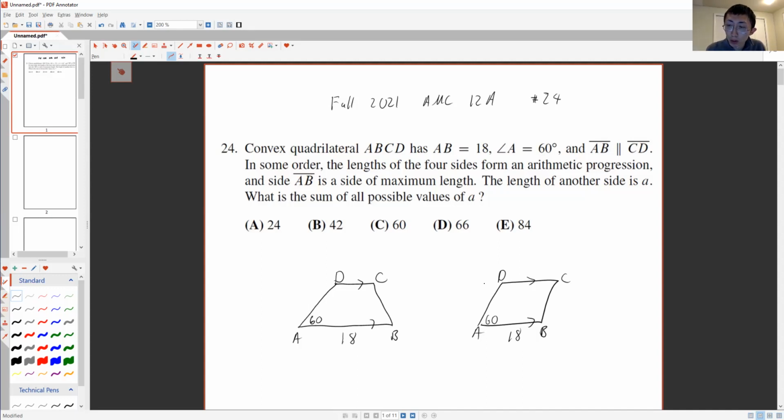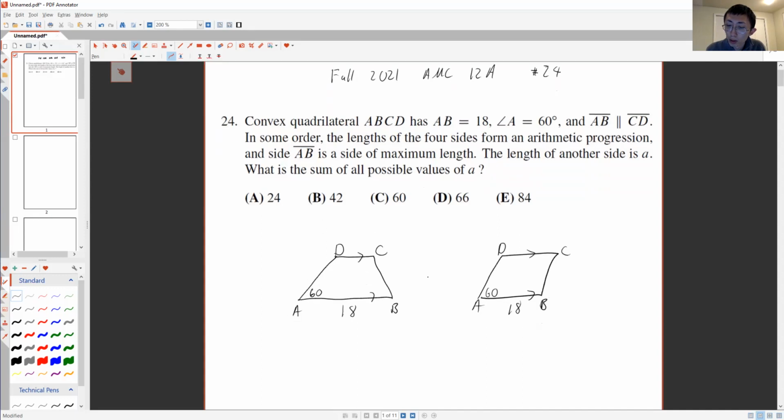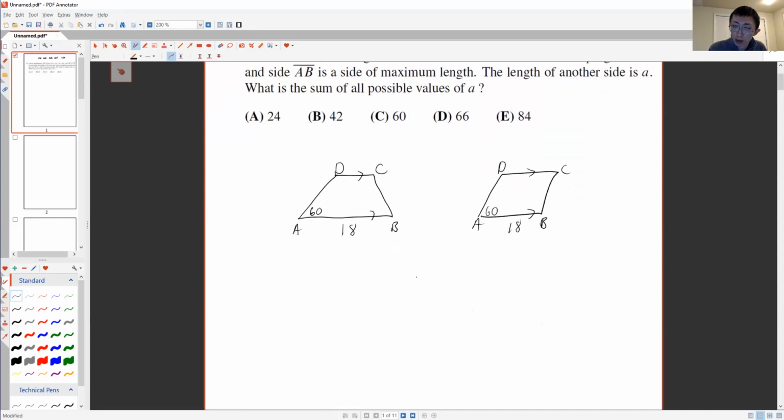So let's see. It says the sides are in arithmetic progression, but it doesn't say what order. So let's just try a random order and see how it goes. Before I really start, let me just say we'll explore this problem, we'll think about how we can do it faster, and then I'll give some final remarks on the problem.